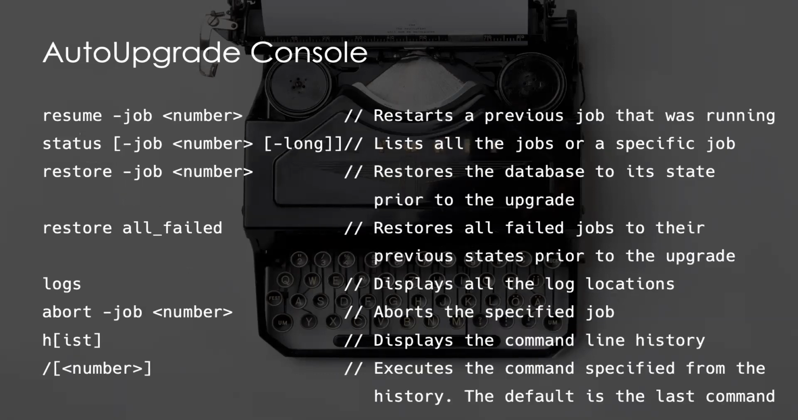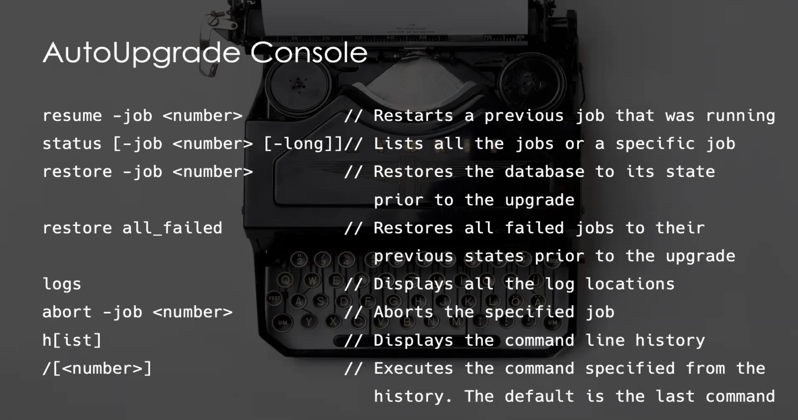The next command is the status command, and that's going to give you information on the current state of a job, including what stage of the upgrade it's in, how long various steps have taken, and so forth. The console is also where you can manage your upgrade jobs, including aborting and resuming jobs, and even restoring databases.